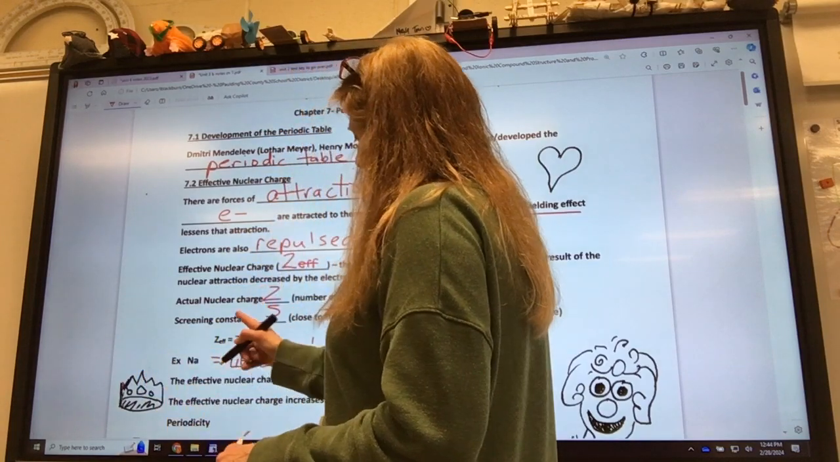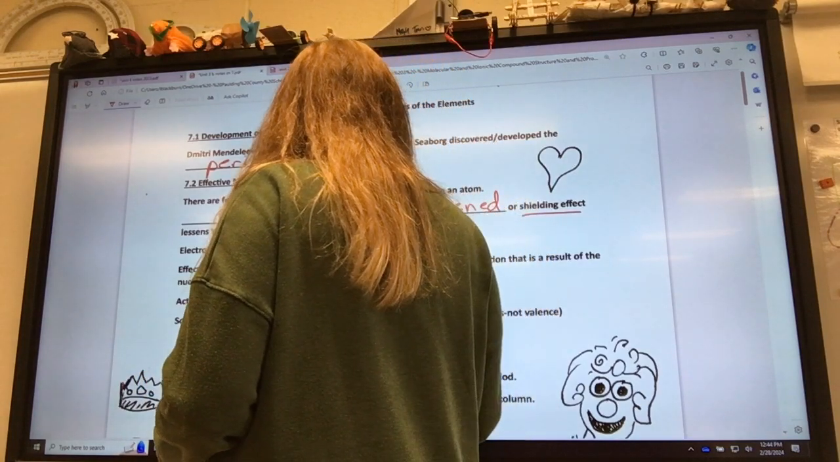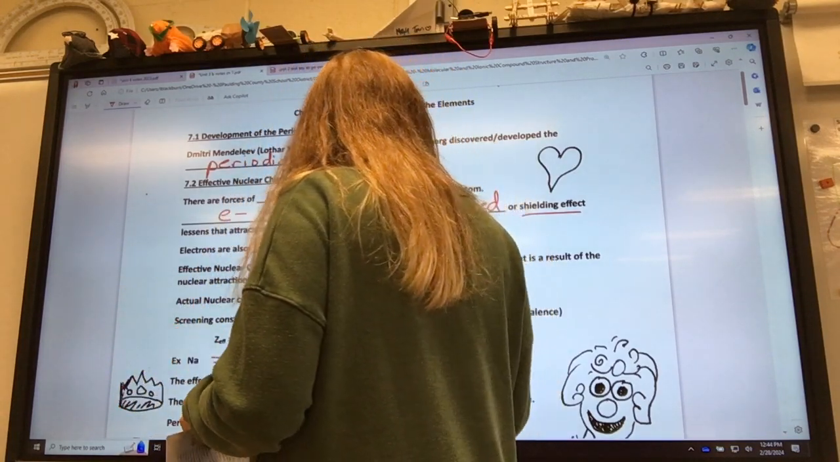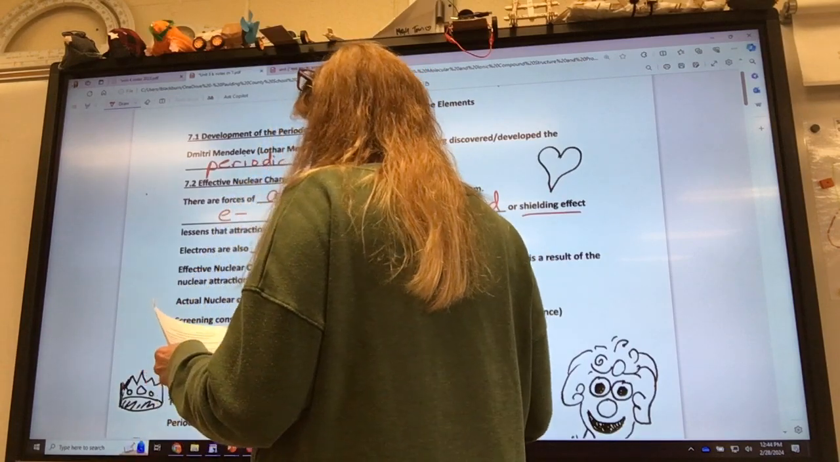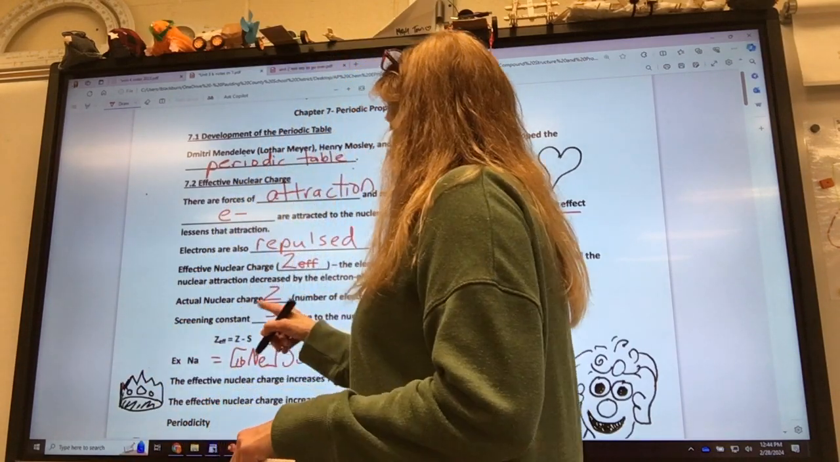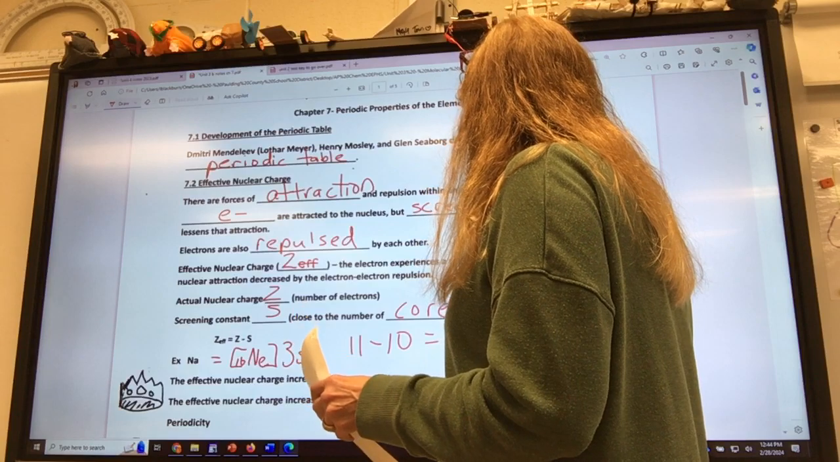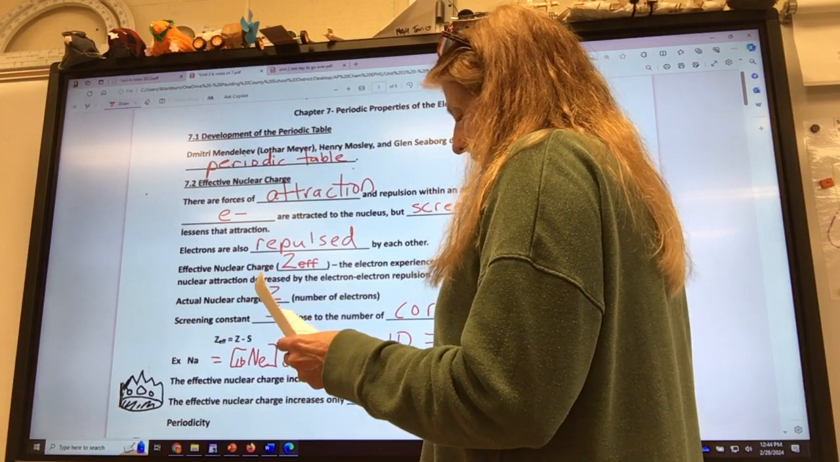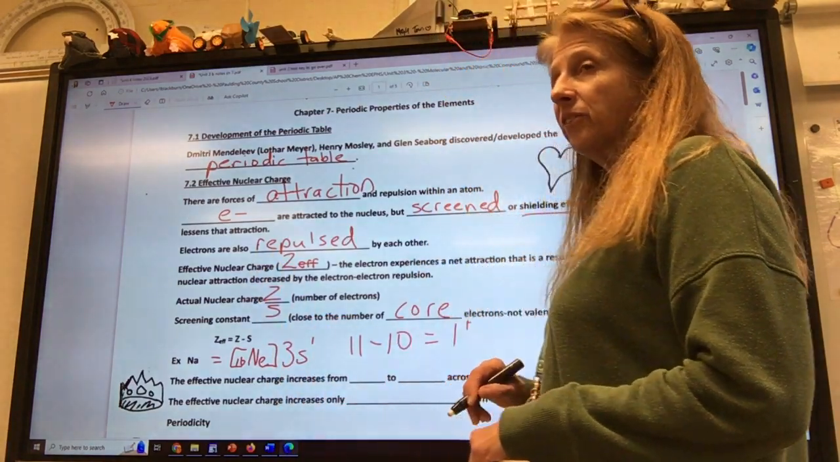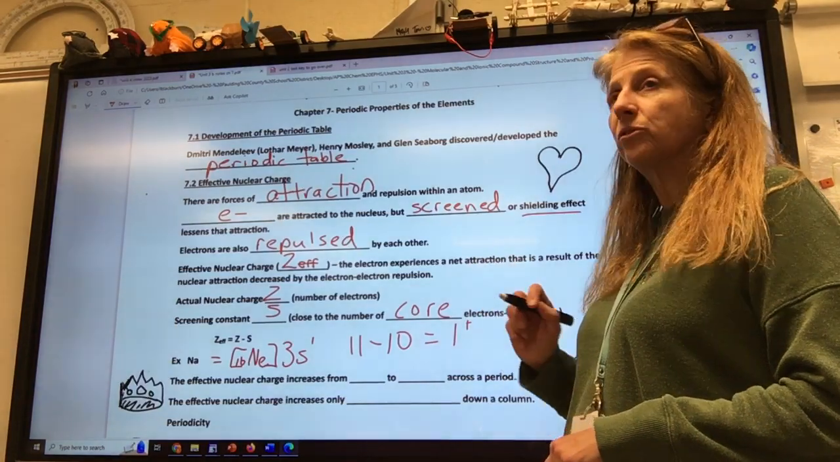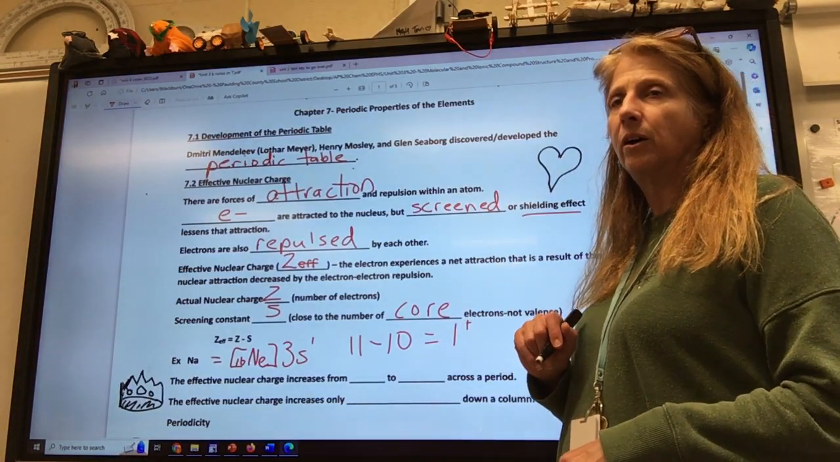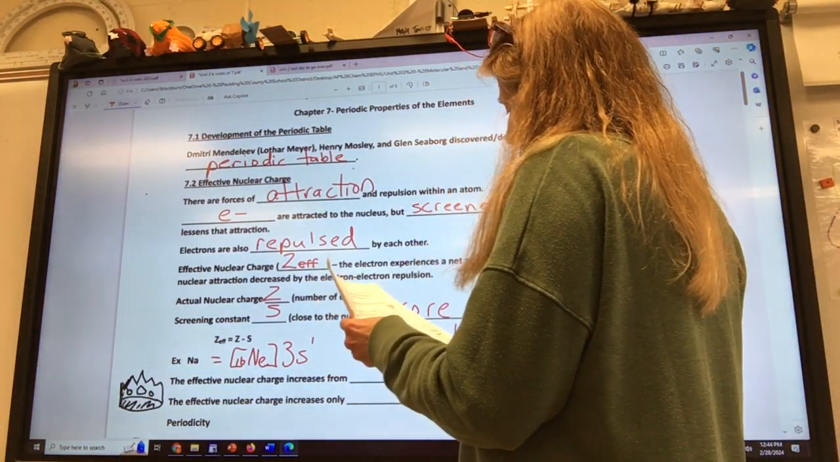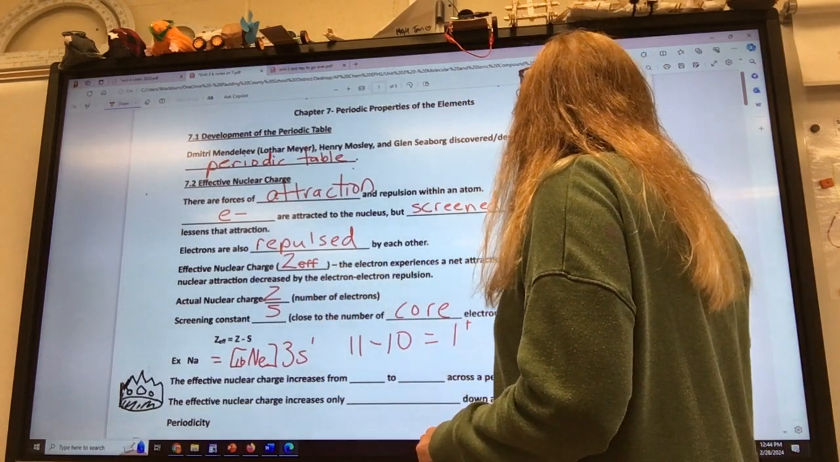So Z is 11, minus 10 core. So Z_eff is +1. Okay, now in reality, it's not +1. Remember how it says it's close to the number of core electrons? In reality, it's 2.5.